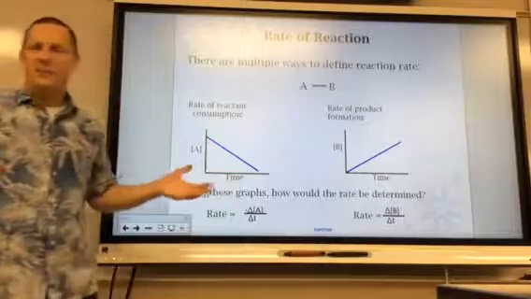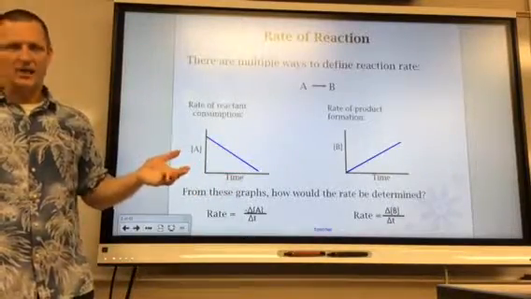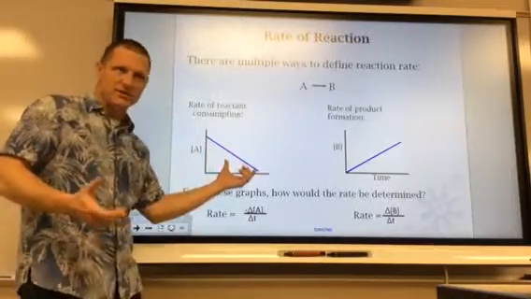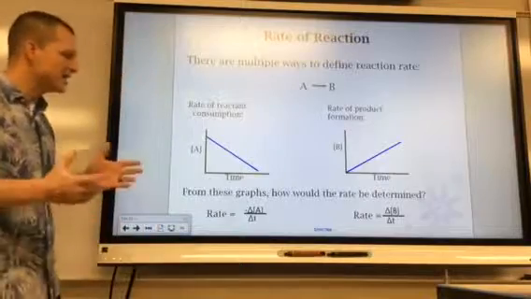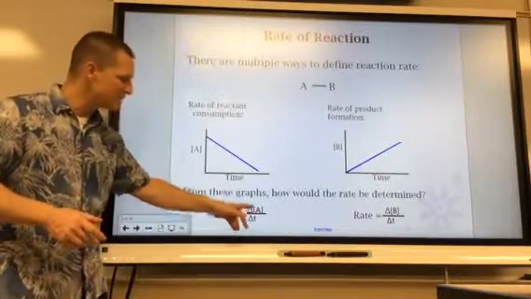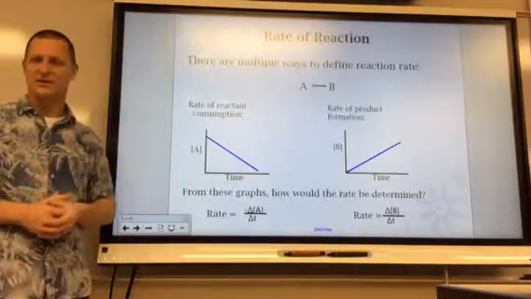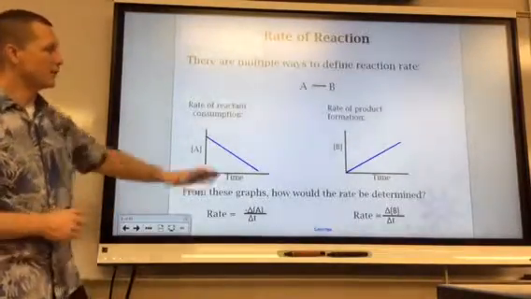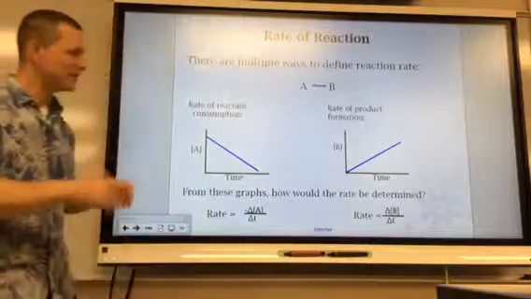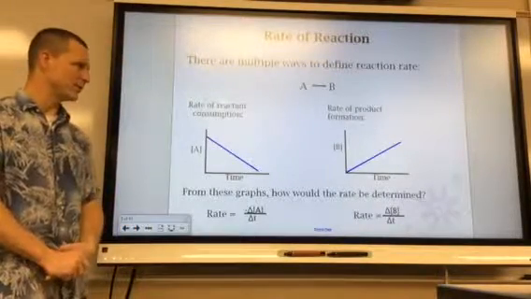Now the rate has to be positive. You can't have a negative rate of a reaction. The concentration of A change is going to be negative, but the rate itself is positive. So A's concentration change is negative, so I have to put that negative sign out in front of it to make it a positive rate. And then if we're looking at the formation of B, then the B is increasing over time. It would just be positive anyway.